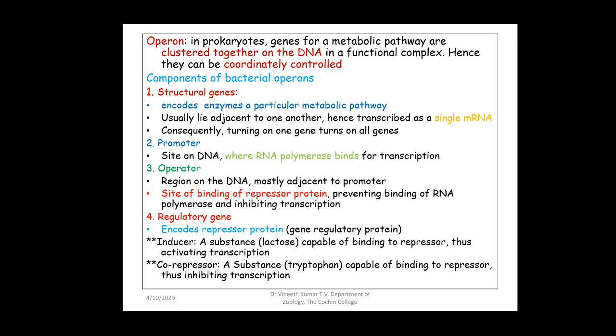So coming to the components of a prokaryotic or bacterial operon, first and foremost are the structural genes. Structural genes are nothing but genes that encode the enzymes or proteins for a particular metabolic pathway. I put it here as enzymes because we are going to discuss the lac operon and the tryptophan operon, where we will be discussing the enzymes involved in their metabolic pathway. But it can also be proteins. So they encode enzymes or proteins which belong to a particular metabolic pathway. And usually they lie adjacent to one another. That is why I said earlier they are seen in a cluster.